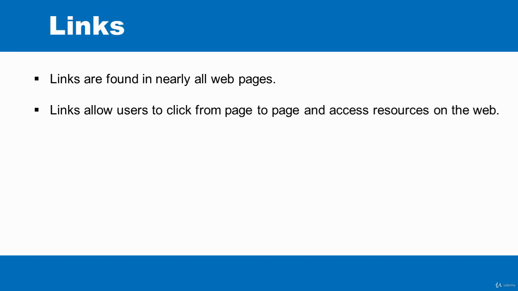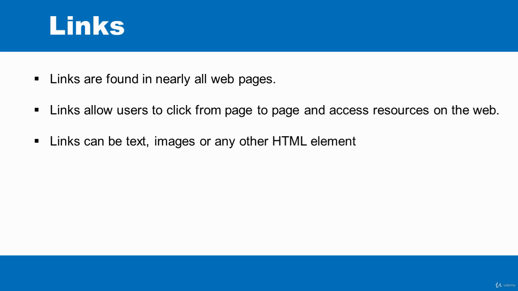Links are very important. They are what makes the web a web. The web is basically comprised of a collection of links. So links are found in nearly all web pages. They allow users to click their way from page to page and also enable them to access resources on the web. A link does not have to be a text. It can be an image or any other HTML element.